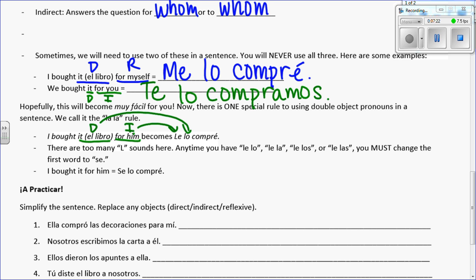So for pronunciation's sake, anytime you have le lo, le la, le los, or le las, you must change the first word to se. Right? So when do we usually use se? When something is reflexive. Okay? So here, you're going to learn, especially if you go on in Spanish, there's actually a few different types of ses. This is not a reflexive se. Okay? It's just replacing the le here because it's easier to pronounce. Does that make sense? The only reason it's changed is because it's easier to say. All right? So, se lo compré, I bought it for him.